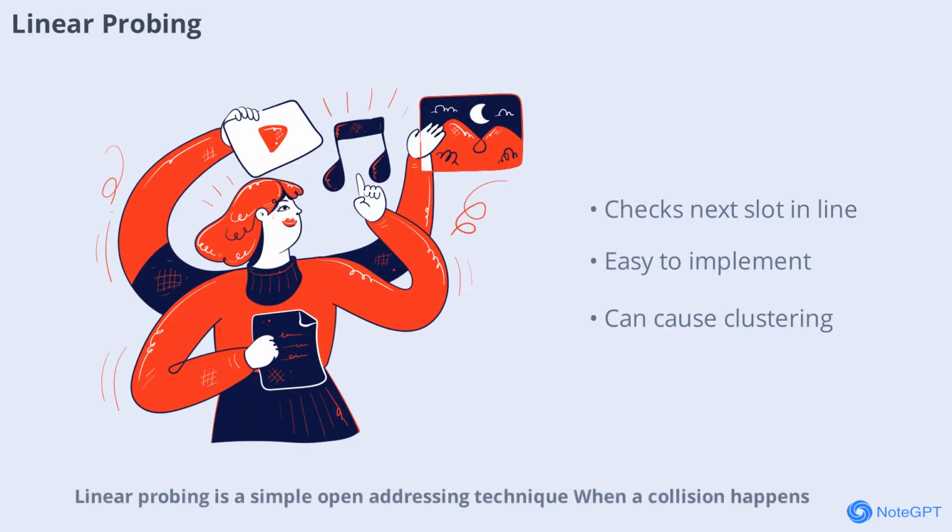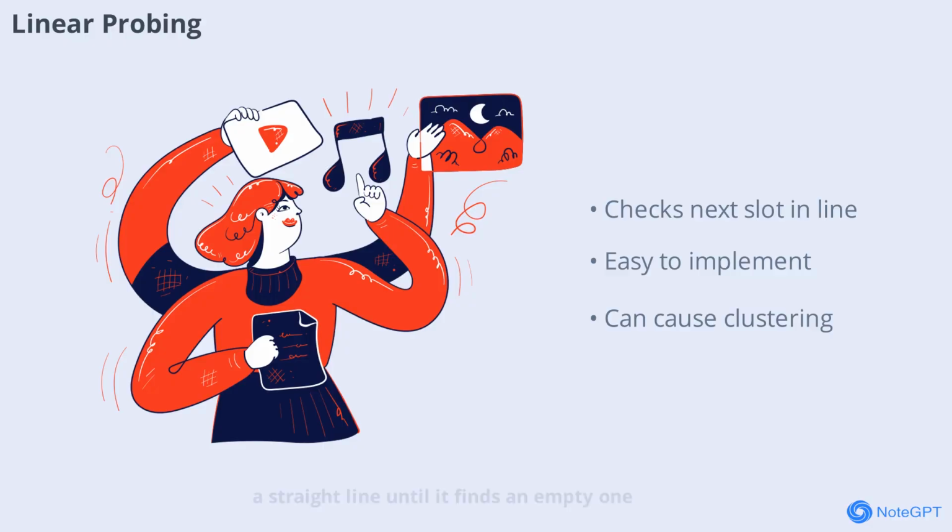Linear probing is a simple open addressing technique. When a collision happens, the hash table checks the next slot in a straight line until it finds an empty one.